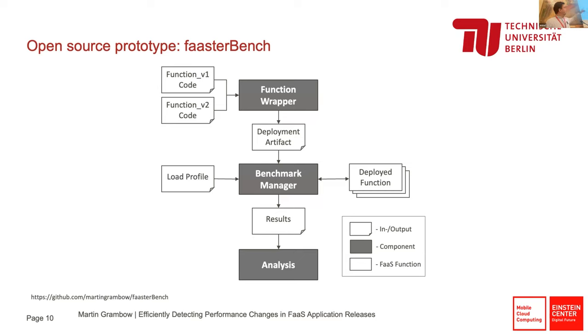It has three components. There's the function wrapper, doing the wrapper magic I just explained, this copy paste magic. It outputs some deployment artifacts as zip. You can use this zip then to deploy it on some FaaS provider. FaaStabench supports AWS Lambda and Google Cloud Functions. Then it runs some load against these deployed functions, gets the results, and the analysis component does the bootstrapping.